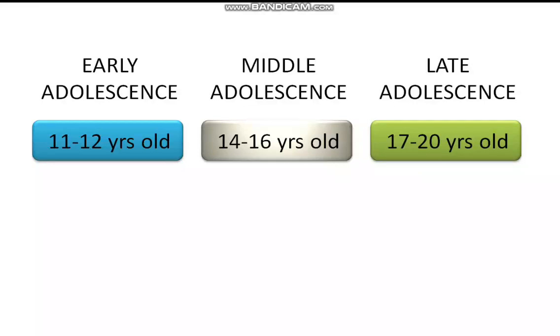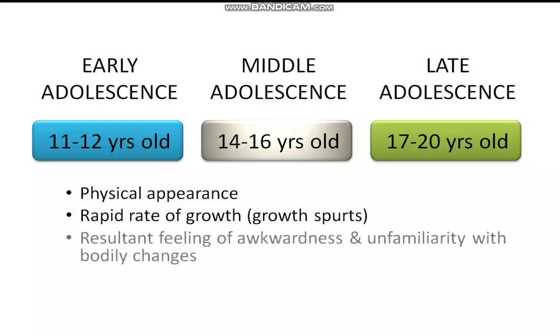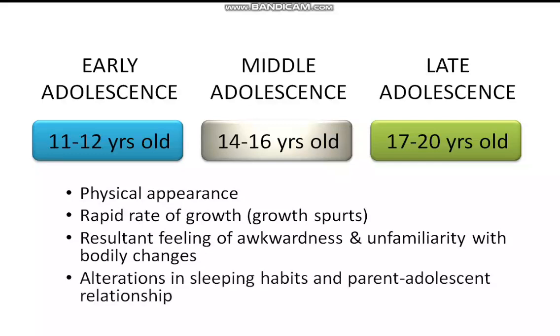With puberty, major physical changes manifested in physical development include changes in physical appearance. Men have heavier bones and twice as much skeletal muscle. Fat tissues in women increase in breasts and buttocks. There is a rapid rate of growth in height and in weight, a resultant feeling of awkwardness and unfamiliarity with bodily changes, and alterations in sleeping habits and parent-adolescent relationships.